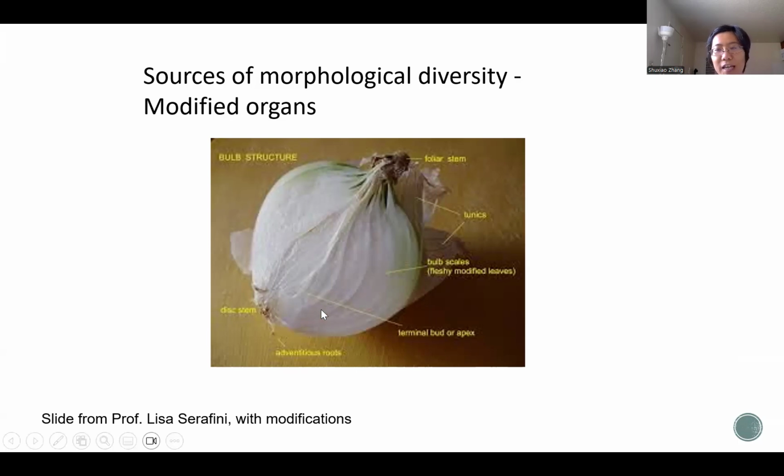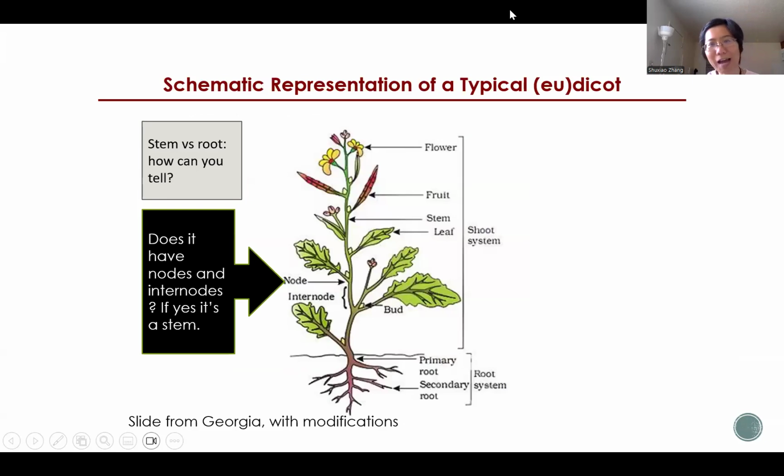So here in this case, we're looking at a cut open onion, and it is a case where we have modification of the leaf. So instead of flat leaves we see in the trees, in this case, the leaves are modified so they're fleshy and they can store a lot of energy. The stem is actually compressed, and it's this tiny thing over here. So the internodes do not elongate. All the nodes are compressed together in this bottom. And so this is why we have terms like typical, right? Typical eudicot. Because there are a lot of untypical or atypical plant bodies that we see in nature as well.